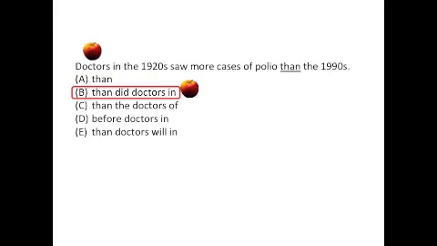Choice B corrects the comparison and points out that the doctors of the 1920s saw more cases of polio than the doctors in the 1990s.